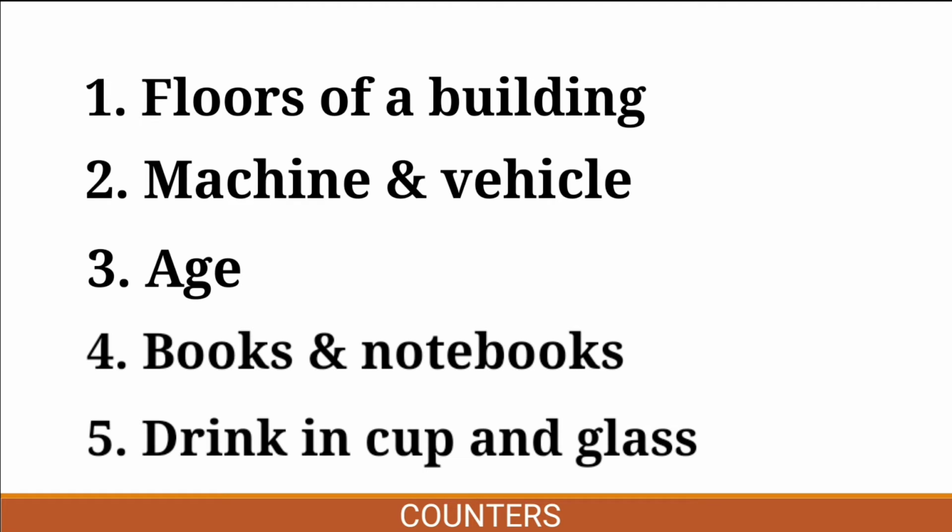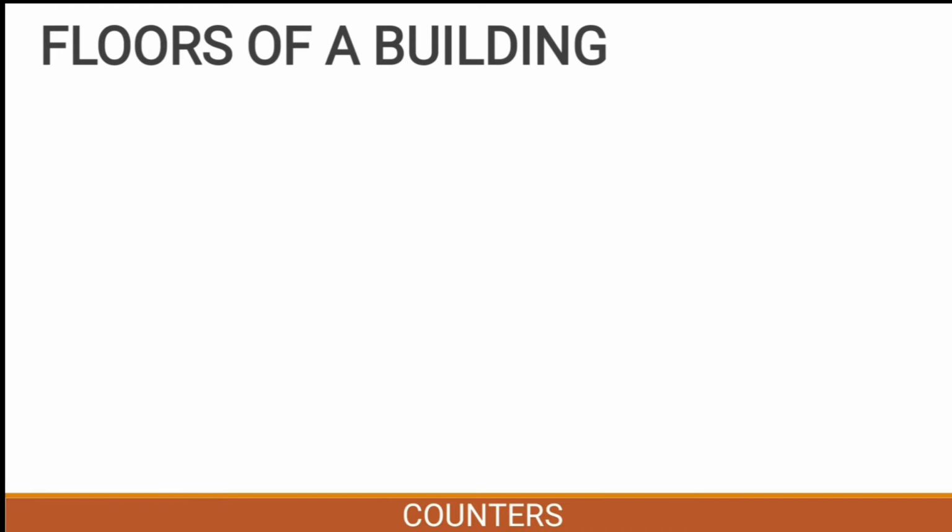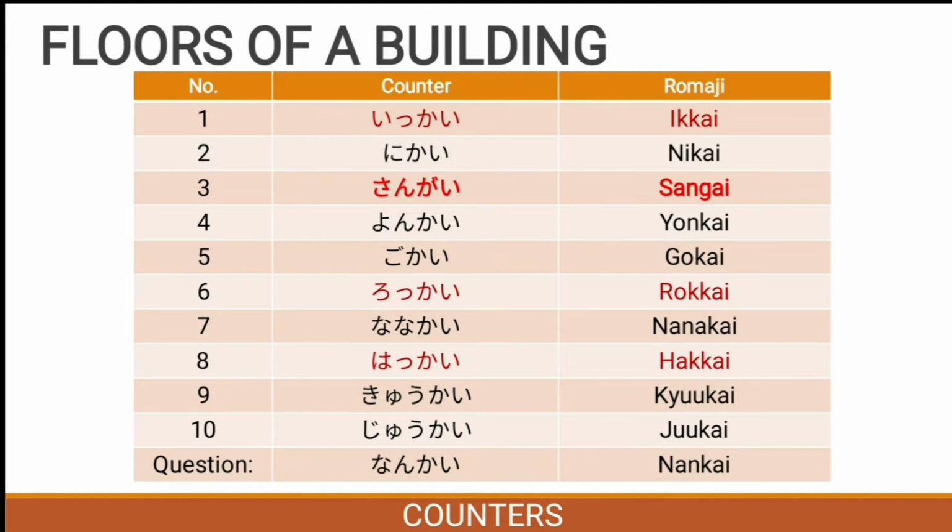Okay, so let's start with floors of a building. Kung mapapansin nyo, the same lang din siya ng basa dun sa frequency na ating kai. But ang pinagkaiba lang nila dito is yung third floor. Ang basa sa kanya is sangai. So, basahin natin from the first floor, we have ikai. Second floor is nikai. Third floor is sangai.